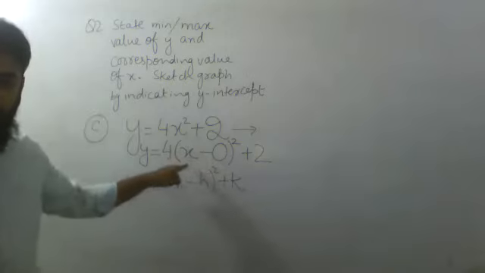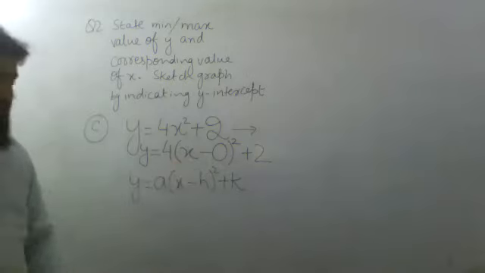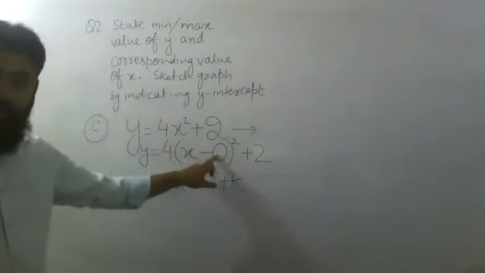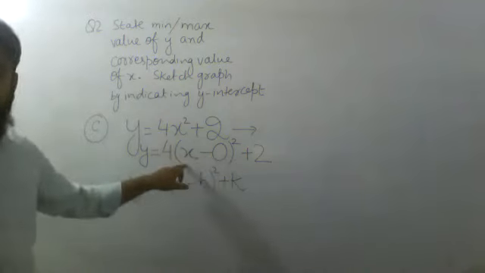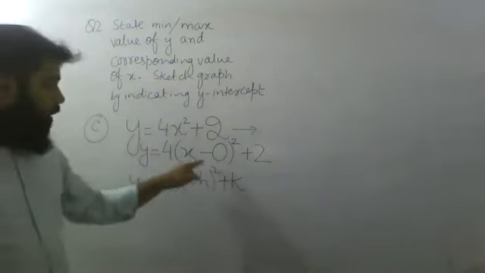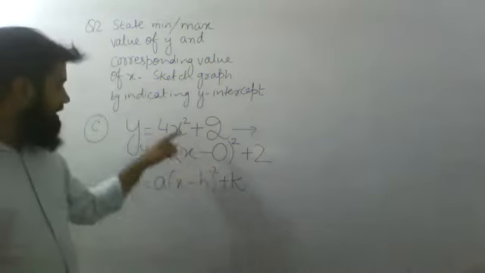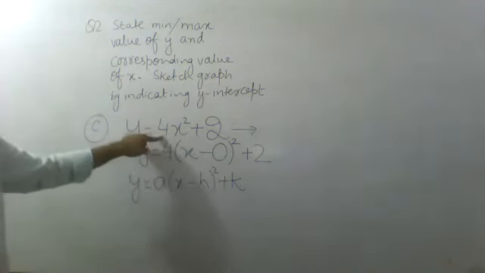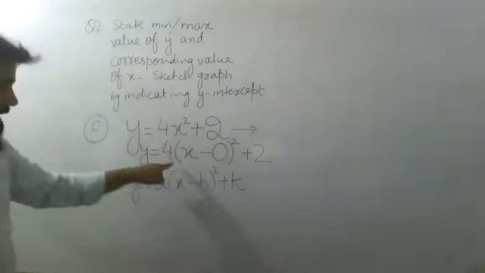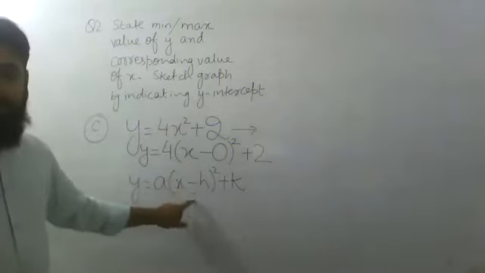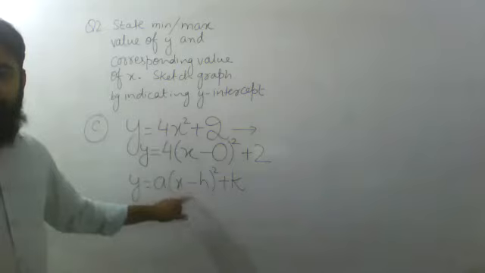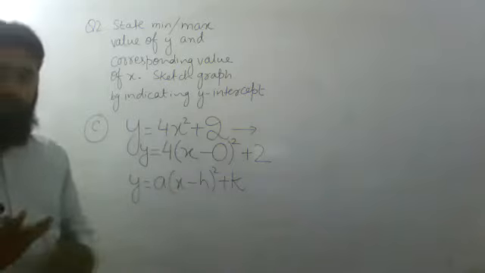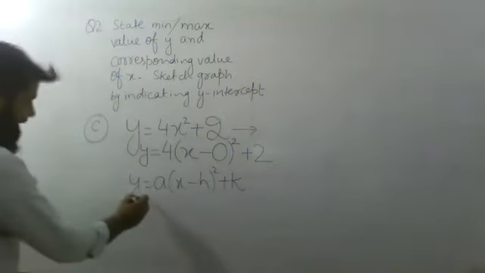Subtracting 0 from x will have no effect on x. x minus 0 will become x. It means I can go back at any step. And now this is just like my given formula. Now I can do the comparison.